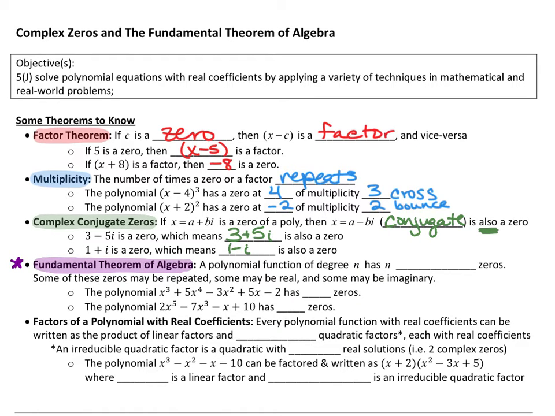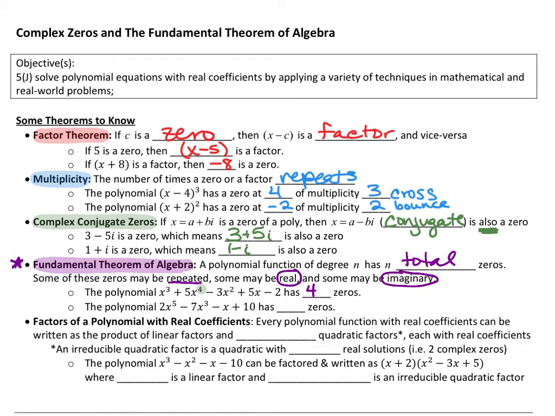A polynomial function of degree n has n total zeros, which we knew this already. We were already seeing this pattern. However, today we're going to have some of those zeros being repeated, some of them being real, and some of them being imaginary or complex numbers or non-real numbers. So the polynomial that you see here, x to the fourth power plus 5x to the third power minus 3x squared plus 5x minus 2, since the degree of that polynomial is 4, the largest exponent, that means that this is going to have 4 zeros.